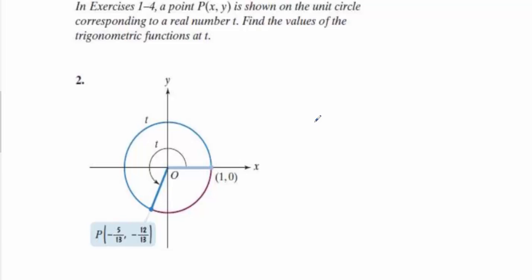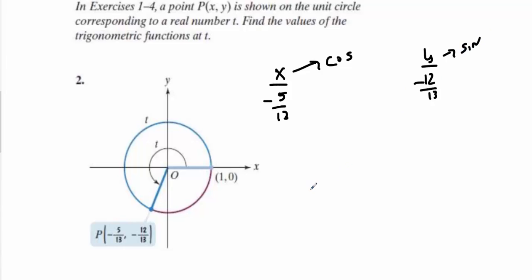All right, so for this problem, a couple things that I do know. I know that the x coordinate is -5 over 13, and we can also know that x corresponds to cosine. And I know that the y coordinate here is -12 over 13, and I know that the y coordinate corresponds to sine. So I can immediately think and draw out my triangle.